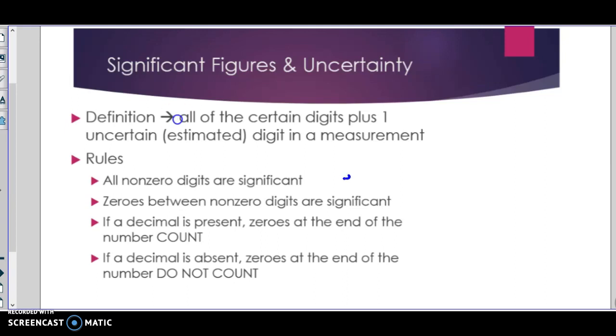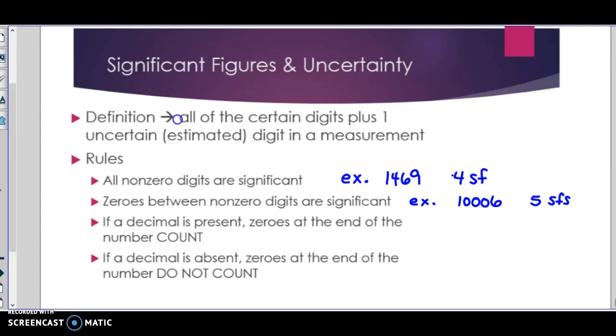For example, if I told you this, you would tell me that since none of those are zeros, you have 4 significant figures. Zeros between non-zero digits are significant. For example, if I gave you this number, you would tell me that that one has 5 significant figures.